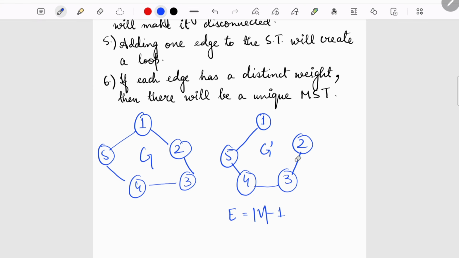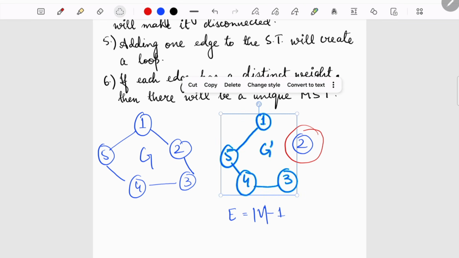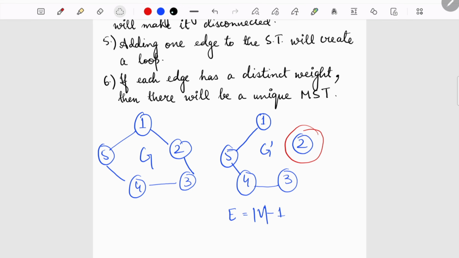Say if we remove this particular edge, then this vertex becomes disconnected from the rest of the graph. So this is not allowed in a minimum spanning tree. Just to have the minimum cost, we cannot make the graph disconnected. All the vertices in the original graph should be present in the minimum spanning tree, and all must be connected.